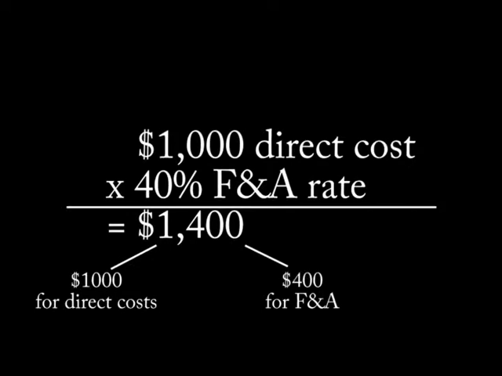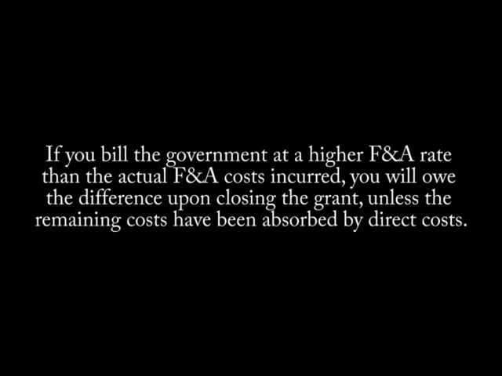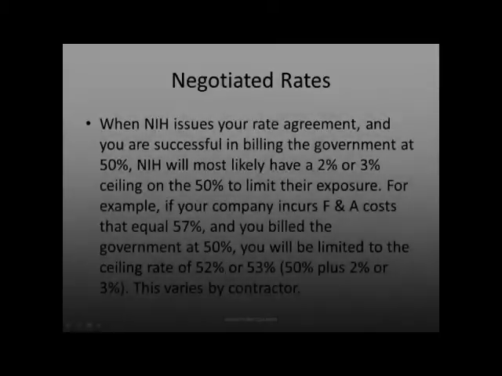If you should propose an FNA rate of 35% and your actual FNA costs are calculated at 30%, you will have billed the government for 35%, but then you would owe the 5% difference upon closing the grant, unless the remaining costs have been absorbed by direct costs.